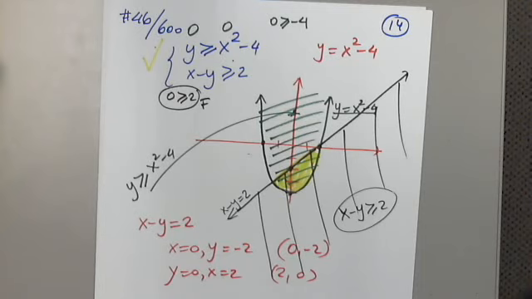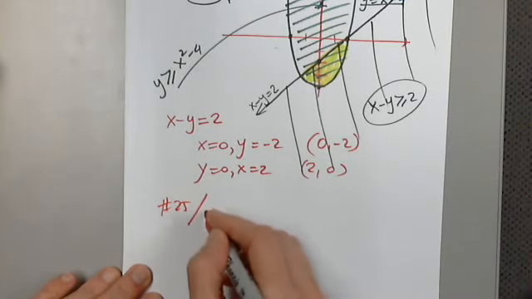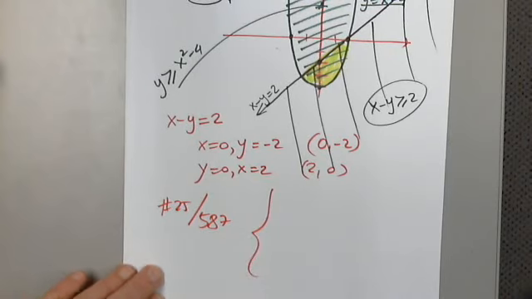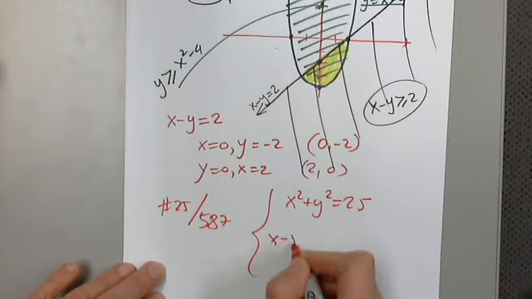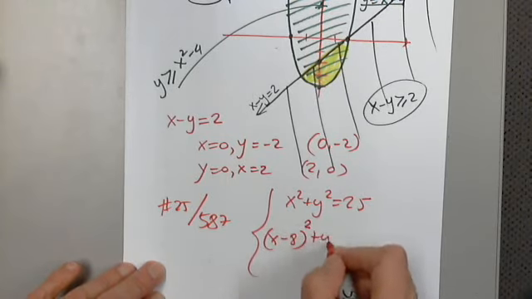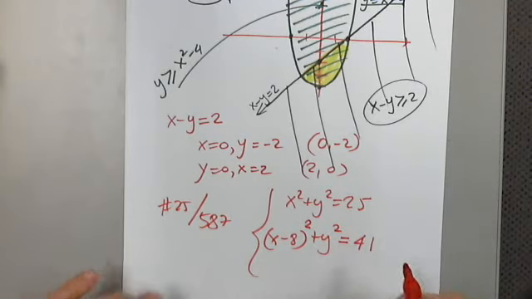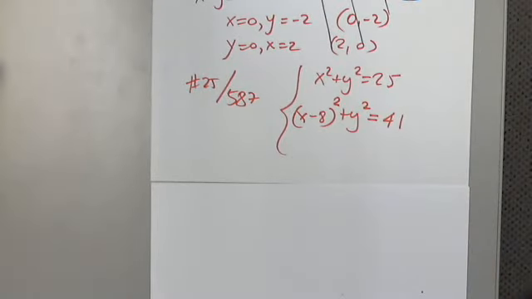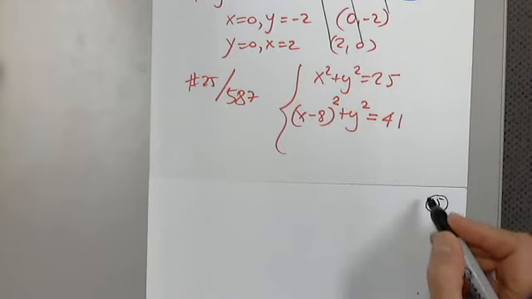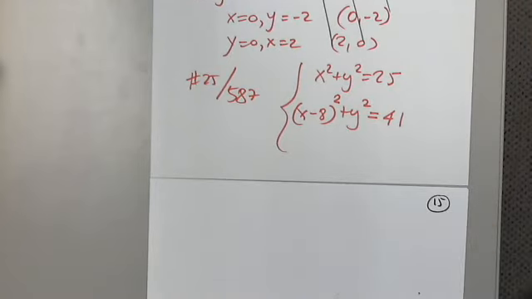So on page 587, let's look at 25. So here's a system: x squared plus y squared equals 25, and x minus 8, everything squared, plus y squared equals 41. Let me see if I copied correctly, sometimes I copy from 2 different problems. X squared plus y squared 25, correct. X minus 8, yes, correct. I did copy from 1. Yes, linear programming was interesting and it was fun.